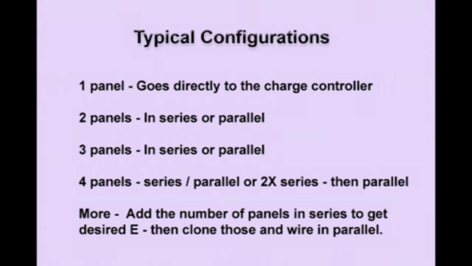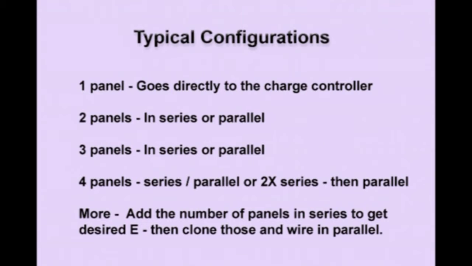You could wire them all four in a row, but you're going to be at a pretty high voltage level and incur a little bit of loss in the charge controller. It would still work fine. If you have more panels than that, you're going to simply add the number of panels in series to get the desired voltage that you want, and then clone those series packs and wire them in parallel.